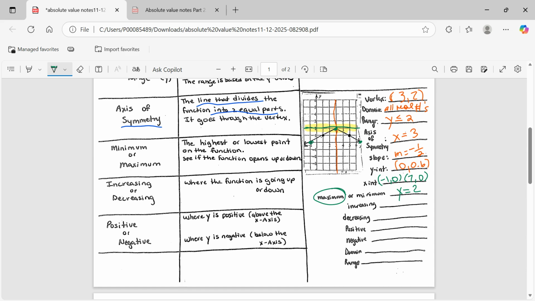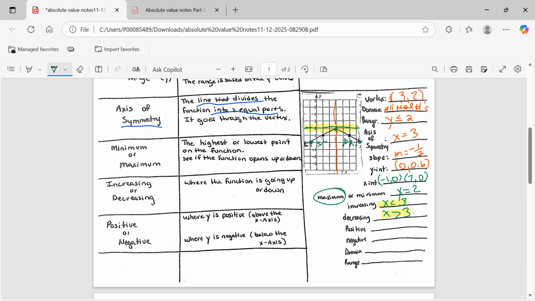This is going to be increasing over here on the left. So it's increasing, going up, where x is less than 3. And then it's going to turn directions and decrease. So it's decreasing on the right, where x is greater than 3. Notice that these two are going to be opposite of each other. If it's increasing on the left where x is less than 3, it must decrease on the right.